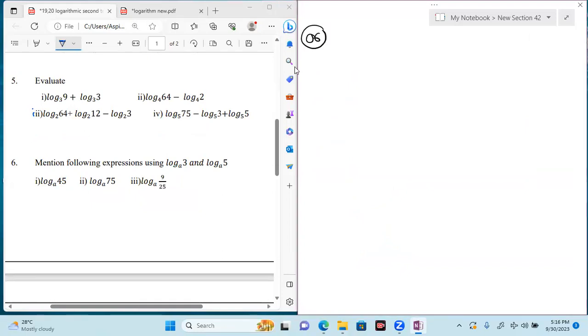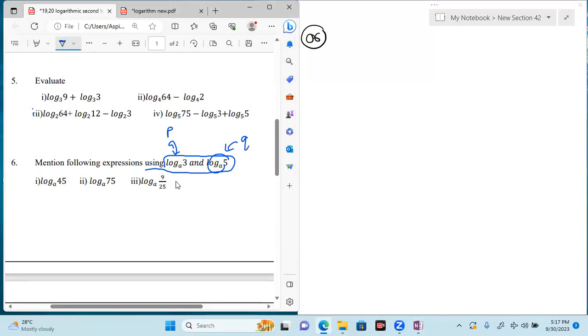Express the following expressions using logarithm of 3 to the base a and logarithm of 5 to the base a. This means you can consider these as just unknown terms. You may think of this as P and this as Q. These are just two unknown terms, because we don't know what the base is. Then you have to express this expression in terms of P and Q, in this way.